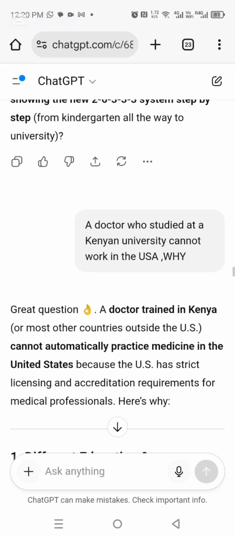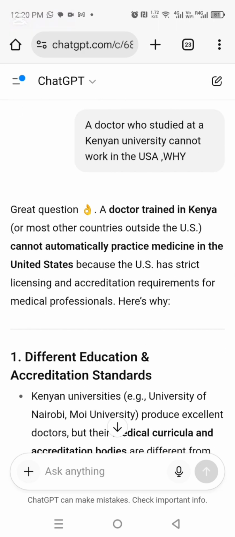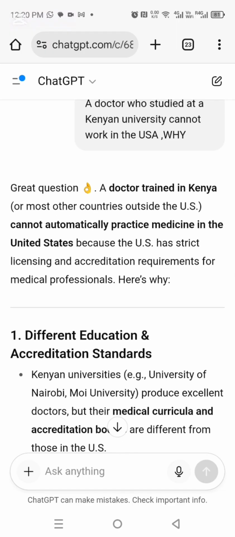So anyway, I asked ChatGPT a question. A doctor who studied at a Kenya university cannot work in the US. Why? So a doctor trained in Kenya cannot automatically practice medicine in the US because the US has strict licensing and accreditation requirements for medical professionals, and here is why.